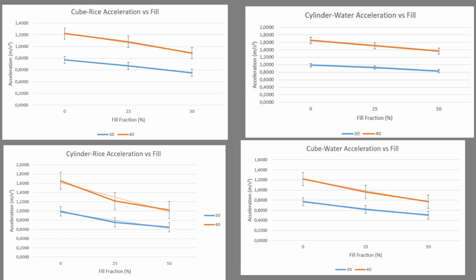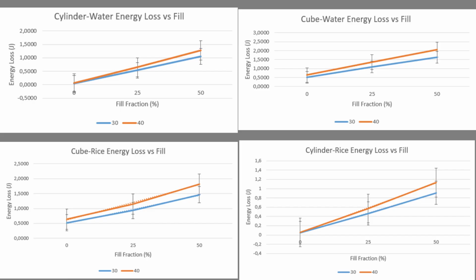Let's talk about the results. One clear result is that when the incline angle increases from 30 to 40 degrees, both acceleration and final velocity increase. Another important observation is that as the fill fraction increases, the acceleration and final velocity decrease, while the energy loss increases. This happens because increasing the amount of filling material leads to more internal motion and friction inside the object.